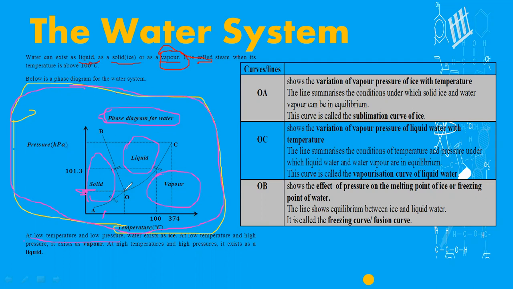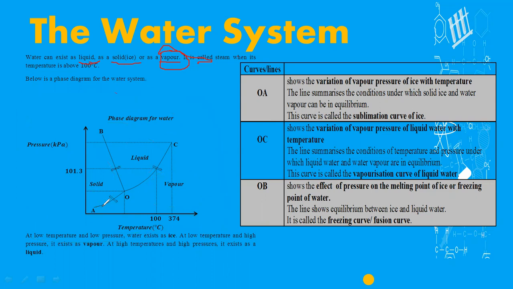Okay. We need to know what each line here represents. We have this curve here, OA. This curve OA shows the variation in vapor pressure of ice with temperature. So as temperature increases, the vapor pressure of ice increases. Ice is solid water. Are we together?